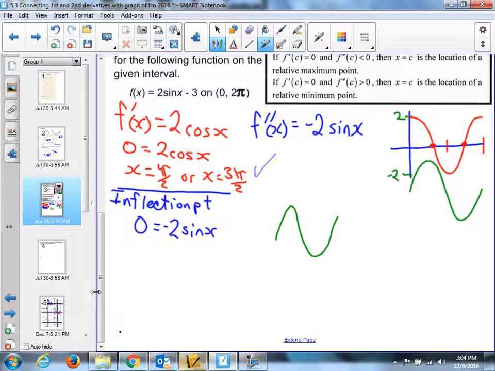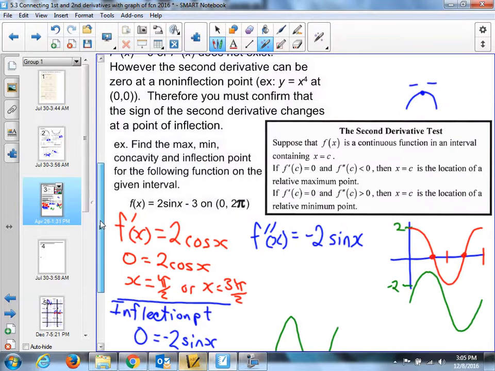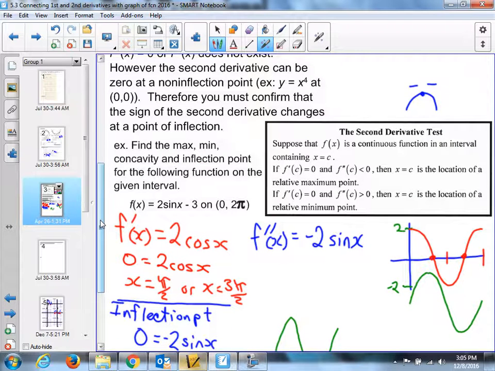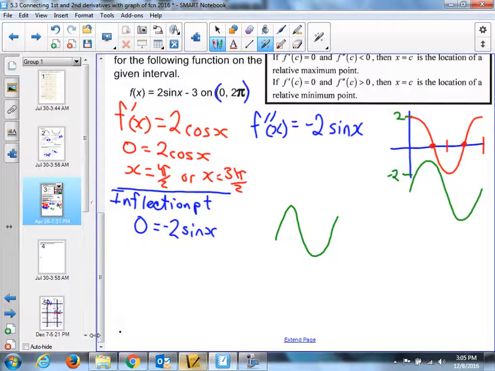Now, with this green, the original function, you know that we're probably going to get pi as our inflection point. And if you didn't know this function, you set it equal to 0, and you say, well, in between 0 and 2 pi, with round brackets, not included, 0 or 2 pi, the only 0 you get is at pi for sine. So I'm going to write that down. X equals pi is the possible inflection point.